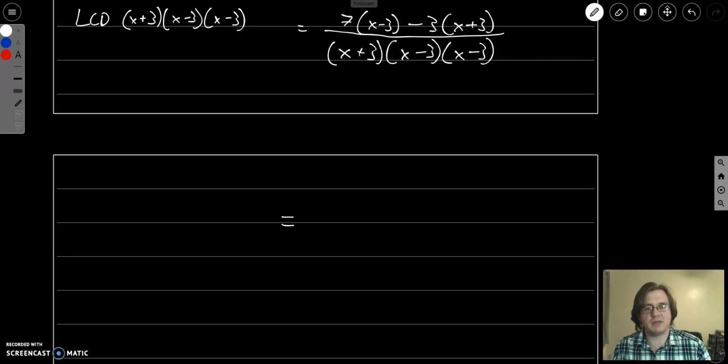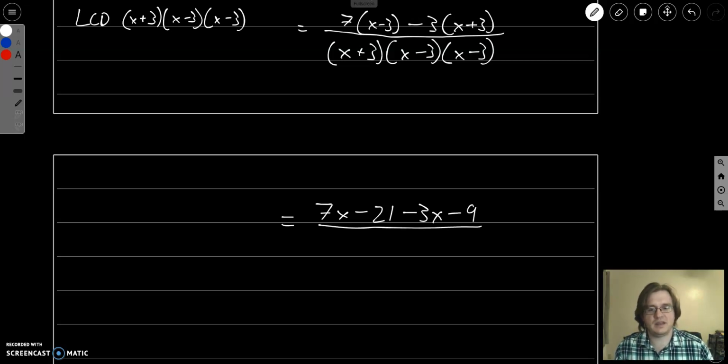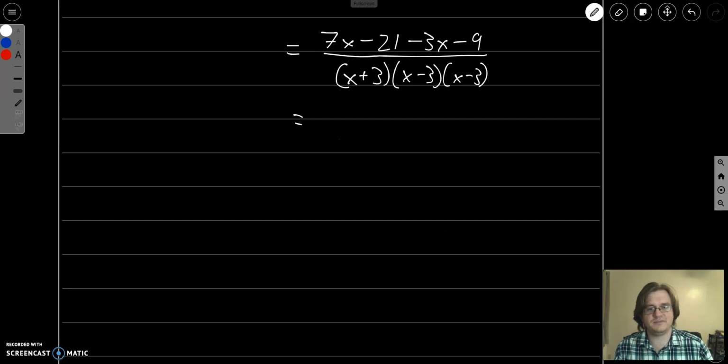To reduce this top, I'm going to have to expand and then combine some like terms. So distribute 7 times x, and then 7 times negative 3. I'm going to take negative 3 times x, and then negative 3 times plus 3. Again, the denominator stays the same. I continue to simplify. I have like terms in 7x and minus 3x, so this gives 4x. I have like terms in the 2 constants, so minus 21 and minus 9 is minus 30. And then the bottom of the fraction. Maybe I'll write x minus 3 squared, so I don't have to write both of those down.